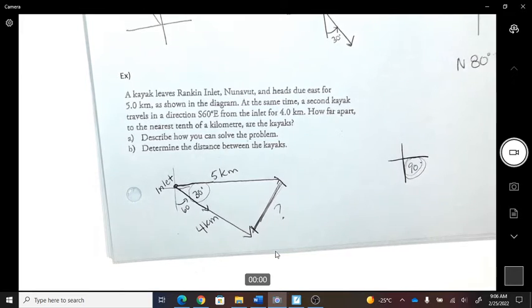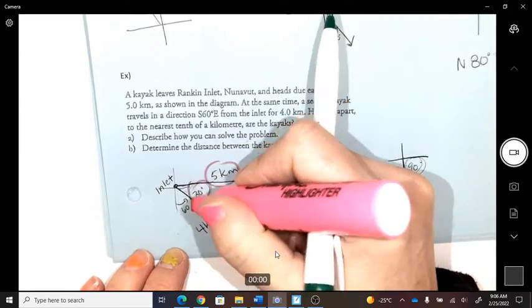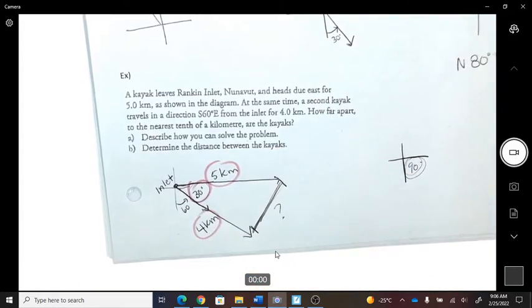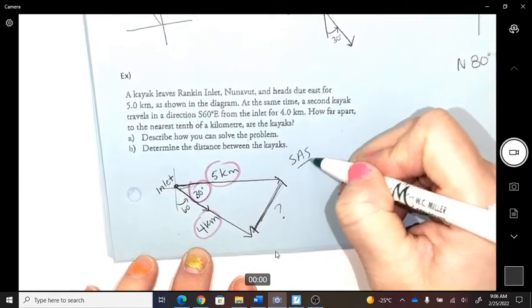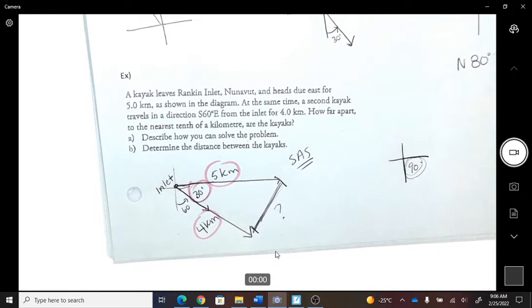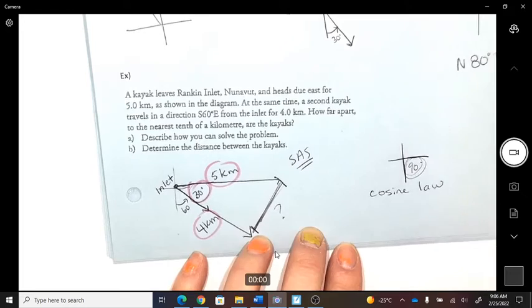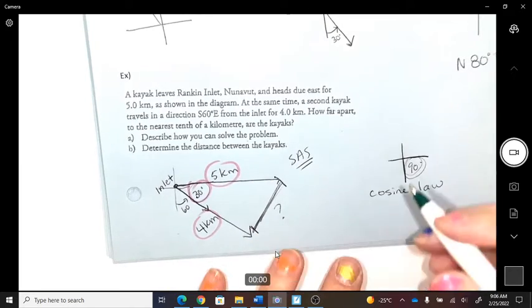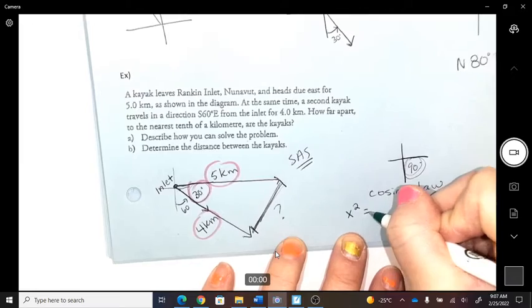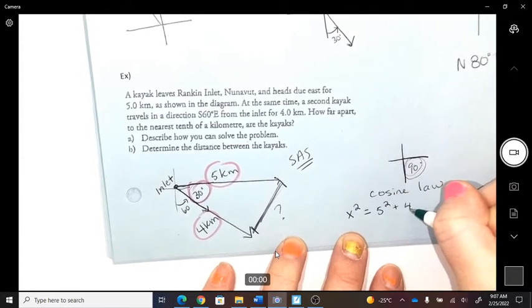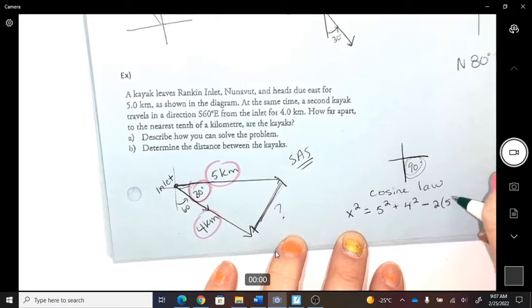Now we have to decide which strategy we're going to go with. So what kind of info were we given? We have a side here, we have an angle, and we have a side. So that gives me a SAS. And if I have SAS, would I use cosine or sine law? So I'm going to go with the cosine law. Okay, so the formula would be, we'll go with x squared = 5 squared + 4 squared - 2(5)(4)cos 30.